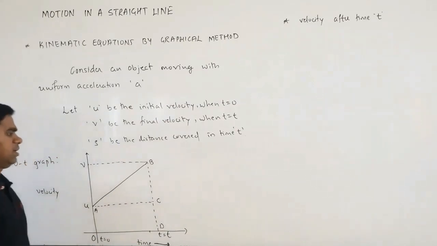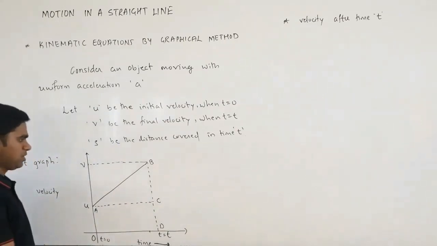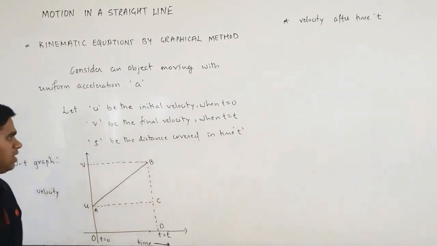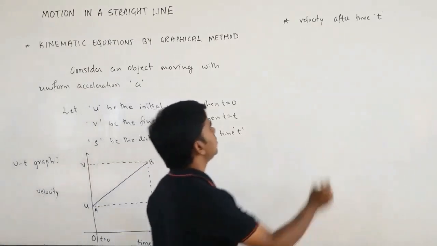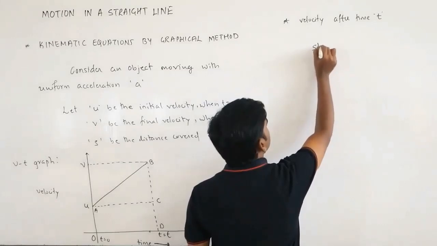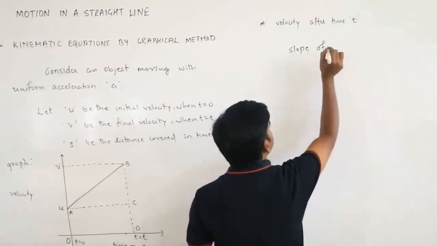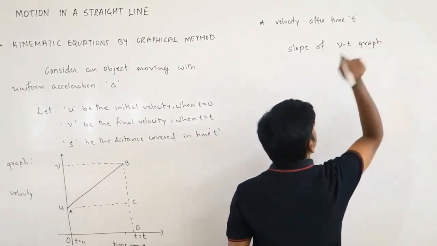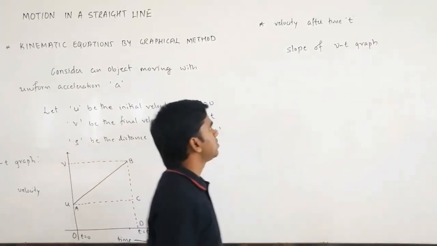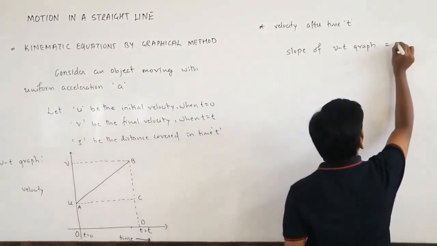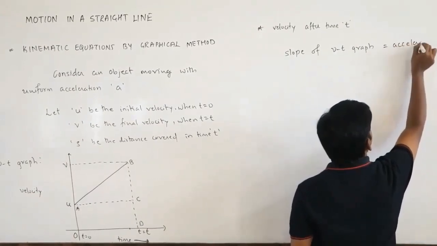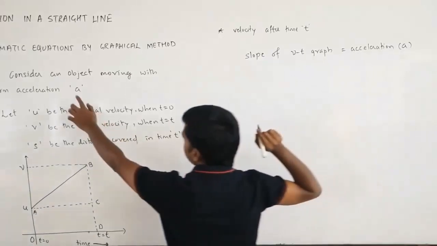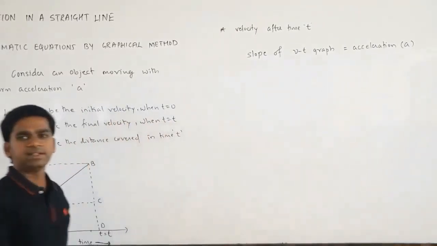Okay. Now can you get the slope? What is the slope? Slope is here, ABC is the what? Slope. So what does the slope of a VT graph give you? Acceleration. Slope of VT graph gives you acceleration A.